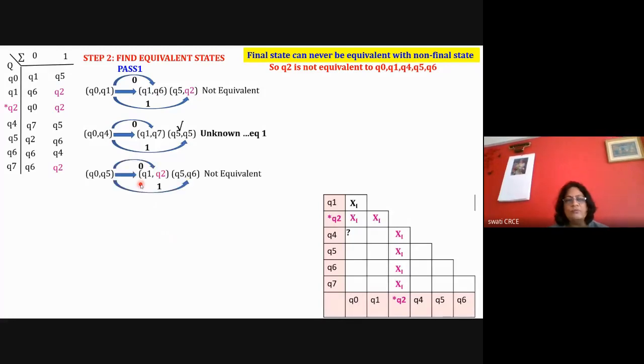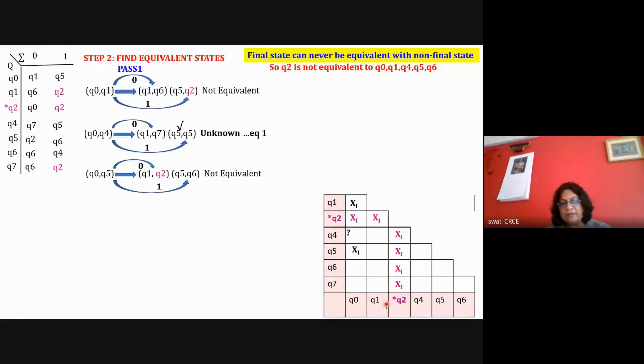Now Q0, Q5. So Q0, Q5 with 0 is the Q1, Q2 pair and with 1 it is the Q5, Q6 pair. Observe the pair. Here the first pair is having one final, one non-final. So at this moment only I can decide, yes, this pair is not equivalent. Both the pairs should be equivalent, then this pair is also equivalent. So as one of the pairs is not equivalent, it means Q0, Q5 is not equivalent. So I am writing here for Q0, Q5 a cross. That I have identified in pass one only, that they are not equivalent states.